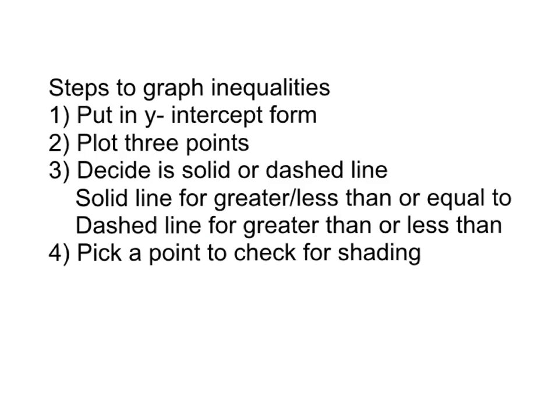Number 1, you're going to make sure it's in y-intercept form. Number 2, you're going to use the equation to plot 3 points. Number 3, decide if it's a solid or a dashed line. This is going to be similar to the open or closed circle. If it's greater than or equal to, or less than or equal to, it's a solid line. But if it's just greater than or just less than, it's a dashed line. And then last, we're going to pick a point to check for shading. Pause the movie now and copy these 4 steps into your notes.